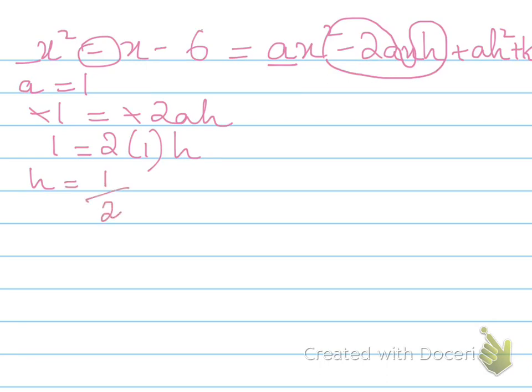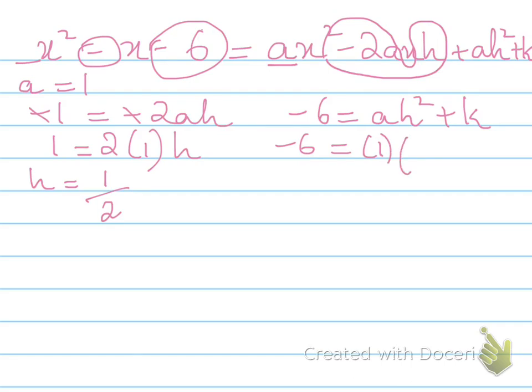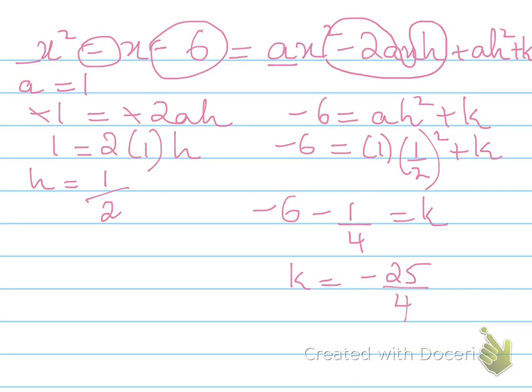The constant term on the left hand side is minus 6, and on the right hand side it is ah squared plus k. Substituting the values of a and h, we can find the value of k. Taking 1 upon 2 whole square to the other side, we get minus 6 minus 1 upon 4, which will result in the final answer minus 25 over 4. So the turning point is 1 over 2 and minus 25 over 4.